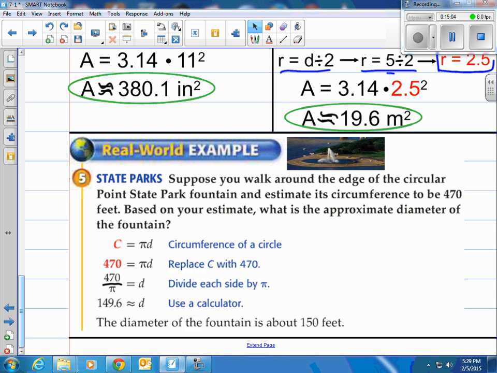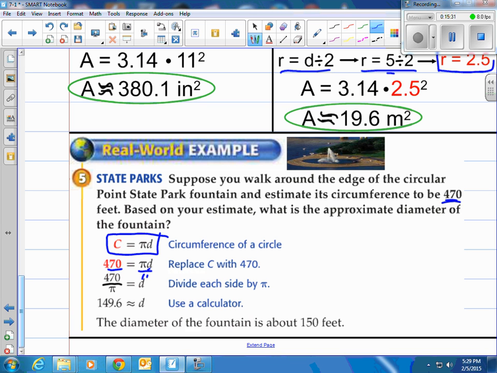And here's what you do. Notice you're going to use circumference equals pi times diameter. And the reason why is you're looking for diameter and you just estimated the circumference. So you take your 470 that you counted as you walked all the way around, and you put it in for C, and now you've got 470 there. But you don't have the diameter, and that's what we're looking for. So how do you get rid of this pi? Well, you divide it away.